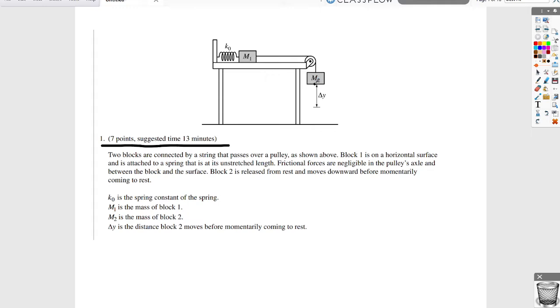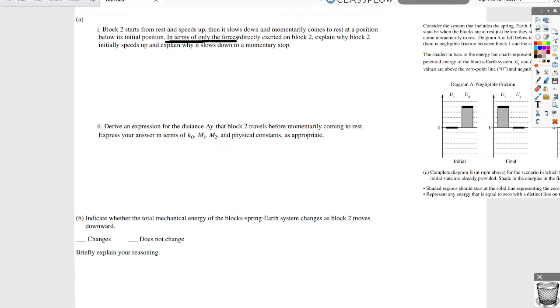So initially, these are the forces exerted on block 2. It is the force right here, which is m2g, and a force right here, which is tension, right? And it says, in terms of only the forces exerted directly on block 2, explain why block 2 initially speeds up.